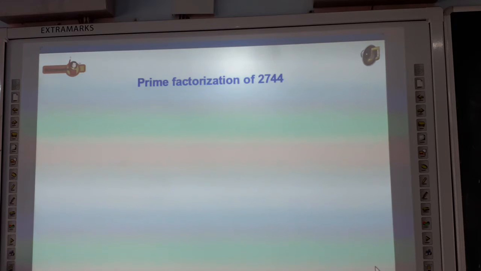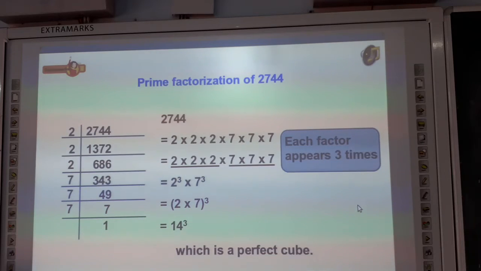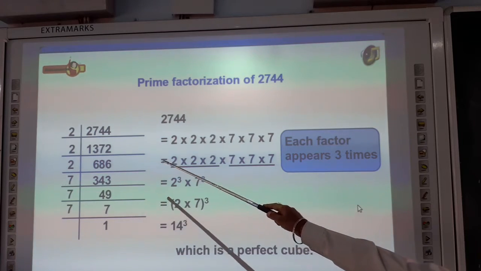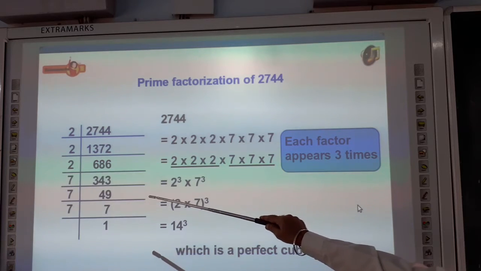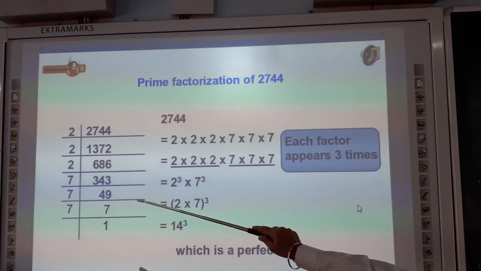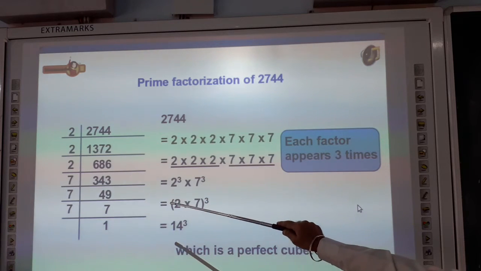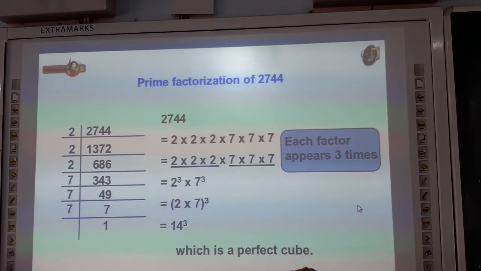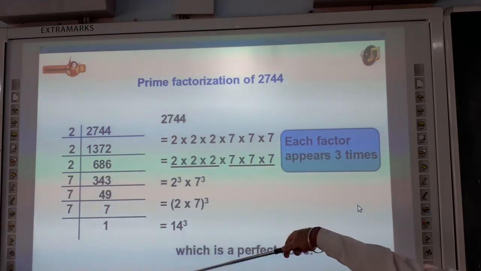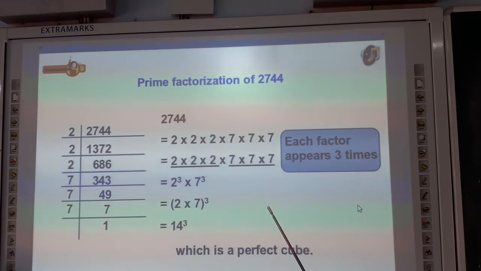Prime factorization of 2744. This is the prime factorization process. First this is divided by 2, we get 1372, then 686, then 343, and here it is not divisible by 2, 3 or 5, so we move to 7. Then we divide it by 7, we get 49, again we divide by 7, we get 7, at last again we divide by 7, we get 1. So it means we get complete triplets, and when we get complete triplets, it means it is a perfect cube. Thanks.